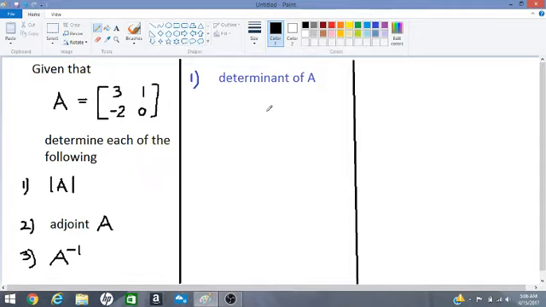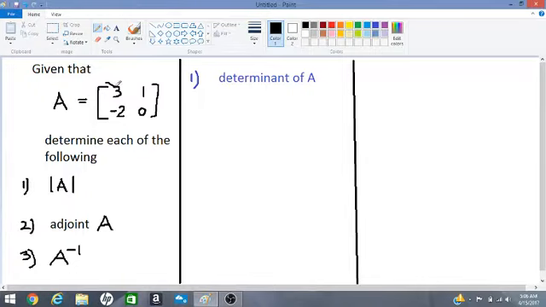Everyone, we are given a 2 by 2 matrix here labeled E, capital E, and we are asked to determine three things. The first one is the determinant of A, symbolized by these two straight lines. Okay, so let's find the determinant of A.